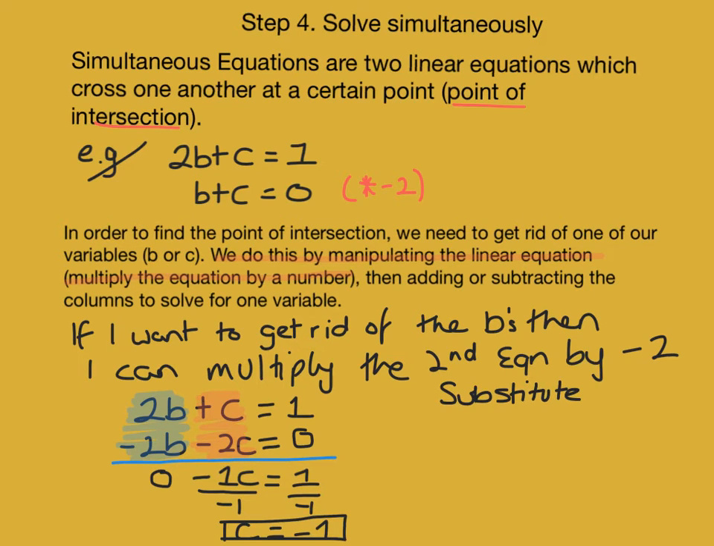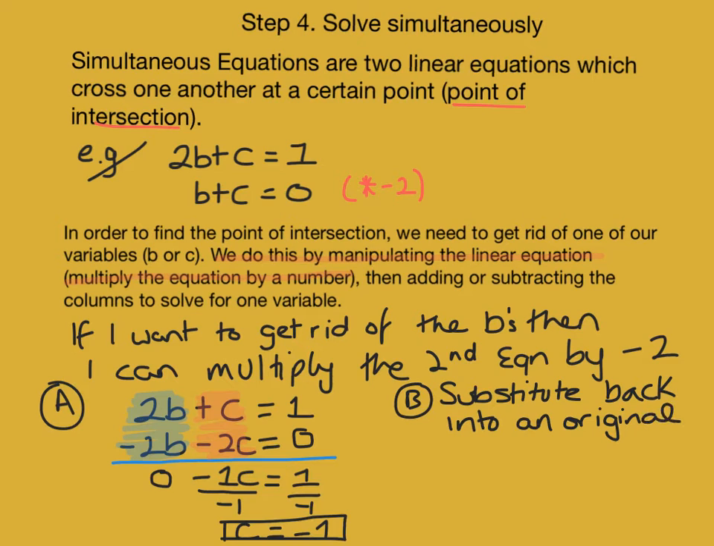So now I figured out what c is. C is -1. So our last step here is substitute. This is the a part. This is the b part. Substitute back into an original equation. So what do I mean by that?